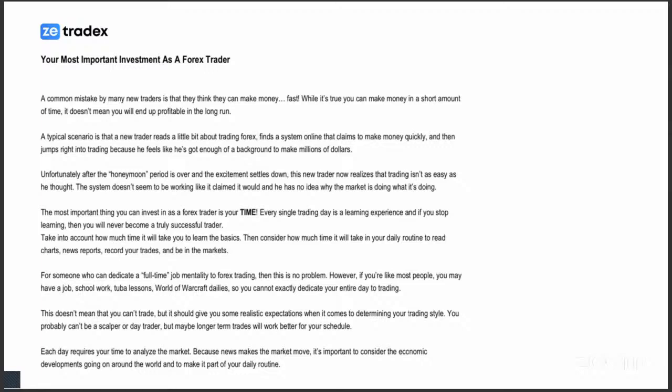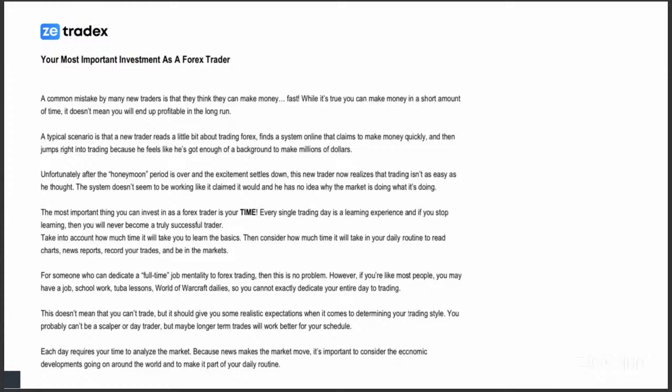A typical scenario is that a new trader reads a little bit about trading forex. He finds a system online that claims to make money quickly and then jumps right into trading because he feels like he has enough of a background to make millions of dollars. Unfortunately, after the honeymoon period is over and the excitement settles down, the new trader now realizes that trading isn't as easy as he thought. The system doesn't seem to be working like it claimed it would, and he has no idea why the market is doing what it's doing.